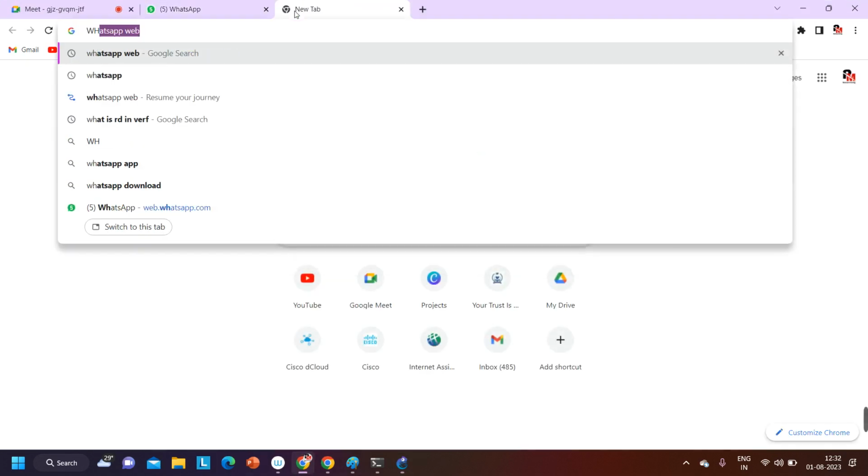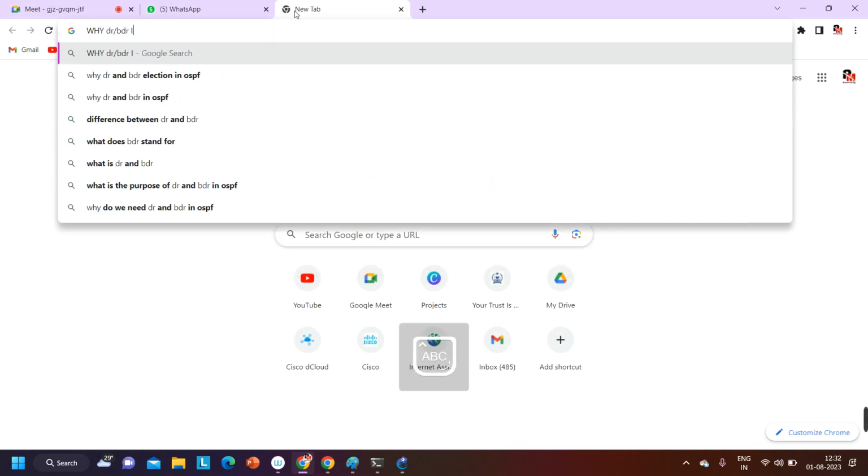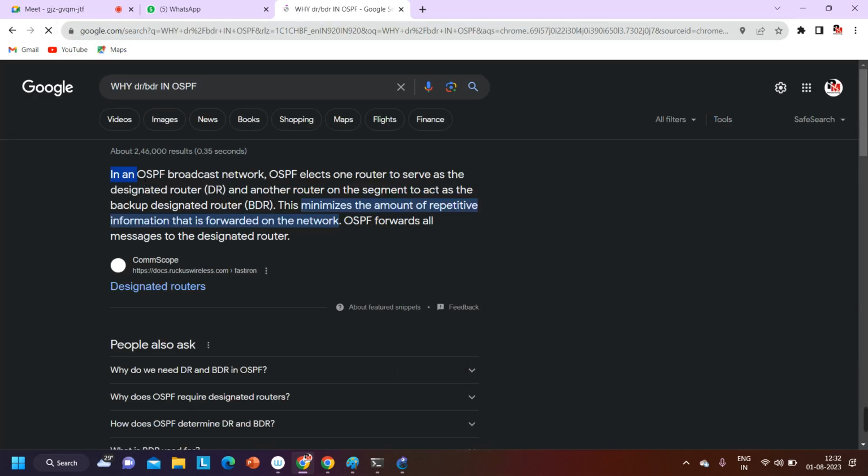If you want to see these things, you can directly search on Google why DR or BDR in OSPF. See the result. In an OSPF broadcast network, OSPF elects one router to serve as the designated router, DR, and another router as BDR, backup designated router. Why? To minimize the amount of repetitive information that is forwarded on the network.